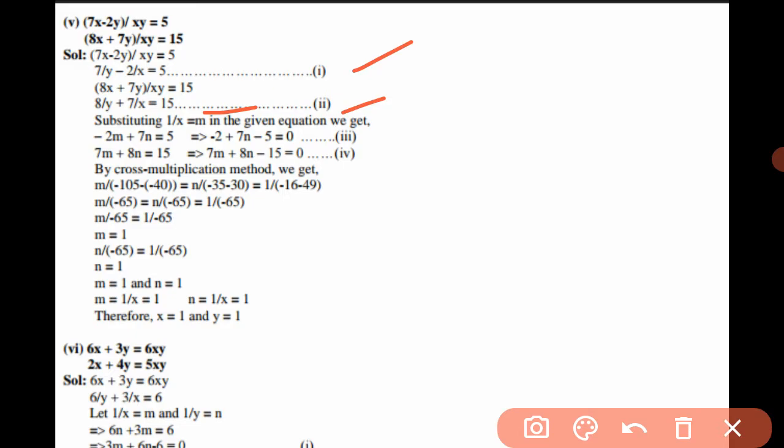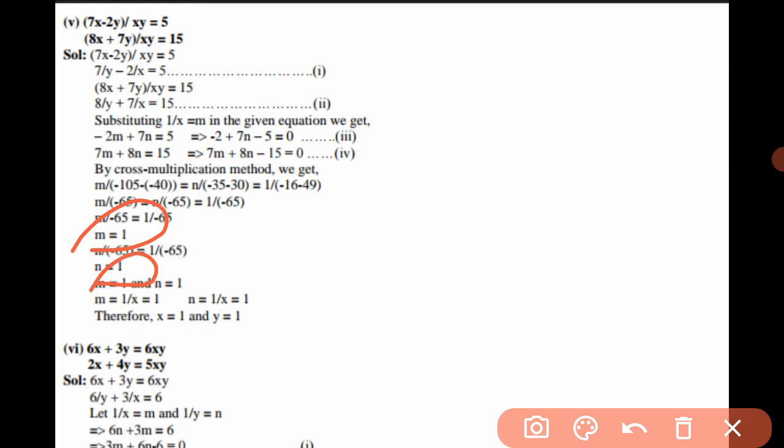Now we can take 1 upon x equals m and 1 upon y equals n. Now by solving it, the equations will become minus 2m plus 7n minus 5 equals 0 and 7m plus 8n minus 15 equals 0. Now these are two equations. By using the cross multiplication method, or you can also apply any other method, we can find the value of m equals 1 and n equals 1.